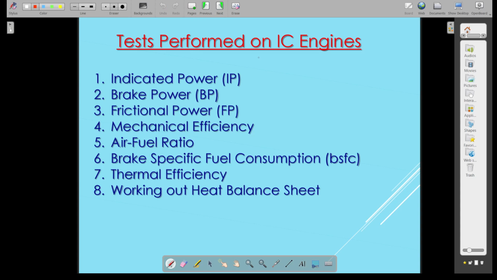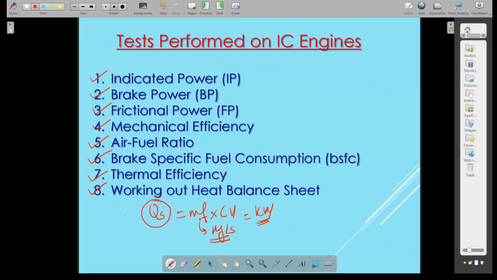Tests are performed on IC engines to find out the indicated power, the brake power, the frictional power, the mechanical efficiency, to calculate the air-fuel ratio, to find out the BSFC, to calculate the thermal efficiency, and to work out the heat balance sheet, how the heat comes out when you are burning the fuel. So Qs is the mass of the fuel multiplied by the calorific value. The mass is in kg per second, and here you get the heat in kilowatts.